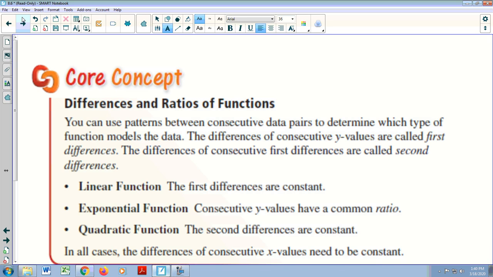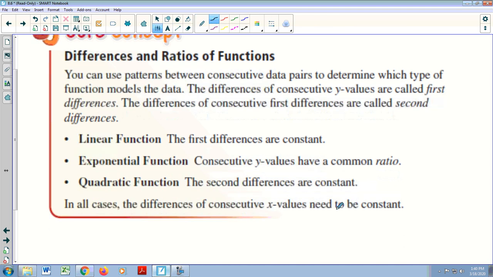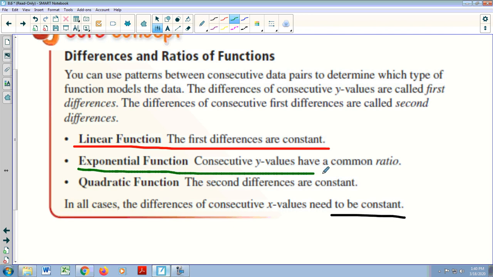So now, next way we're going to do this, and this is the way I personally like, because I don't like looking at the graphs. I like looking at the numbers, is looking at the data to see, is it linear, exponential, or quadratic? First thing I want to stress, everything's got to be constant. So we're going to look at that before we start each problem. But for a linear function, the first differences are constant. And we'll show you what that means. For an exponential function, consecutive y values have a common ratio. And for quadratic functions, the second differences are constant.